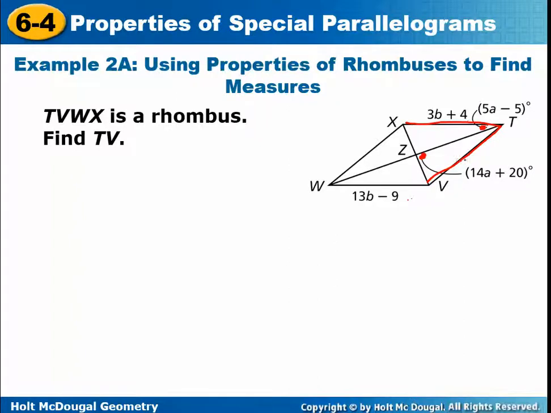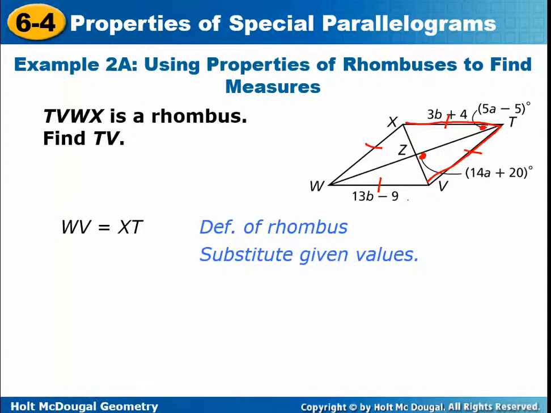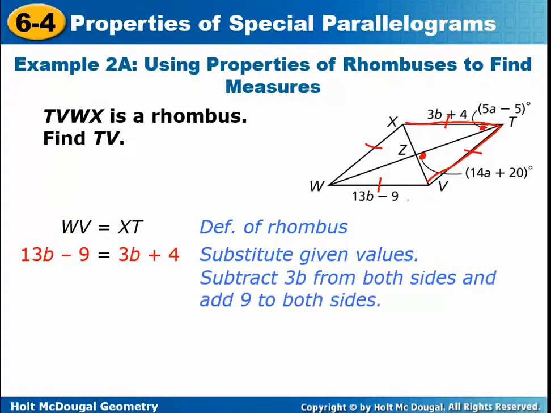They want us to find this side. But TV is equal to this one, and is equal to this one, and is equal to this one. They're all equal to each other. So maybe I can't find TV because I'm not given enough information, but I do know that XT is congruent to WV. So I could set those two things up equal to each other, plug in their expressions, 13b minus 9 equals 3b plus 4, and solve for b.